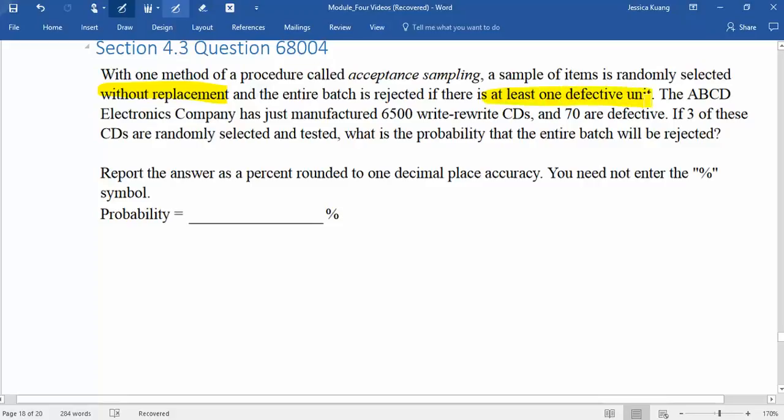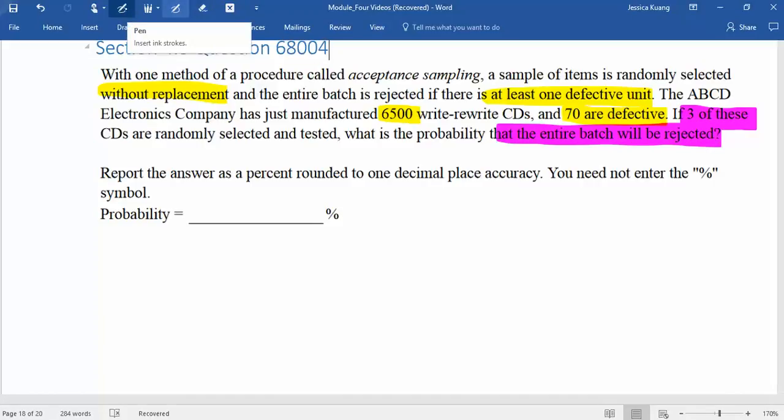Now I have this electronic company who manufacture 6,500 CDs. And we know that 70 of those CDs are defective. Now, if I randomly select 3 of those CDs and test them, what is the probability that the entire batch will be rejected? So we're looking for the probability that the entire batch will be rejected.